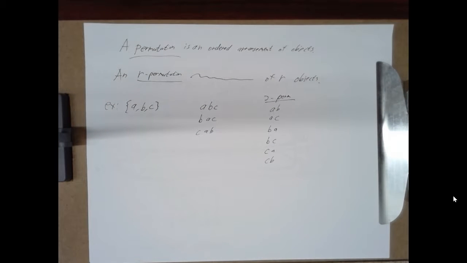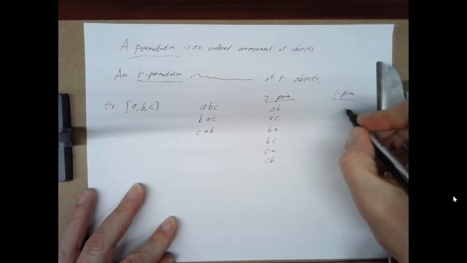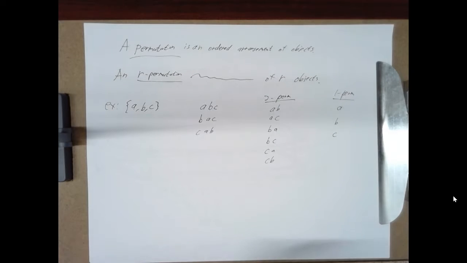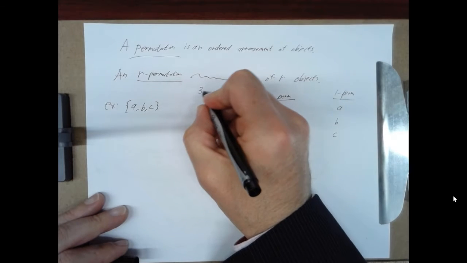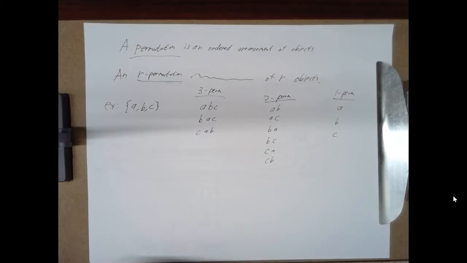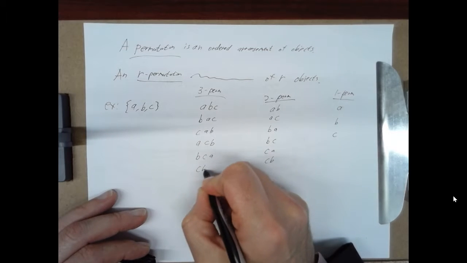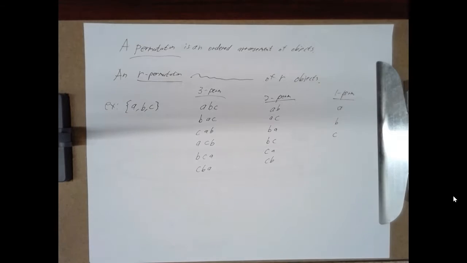A 1 permutation would be an ordered arrangement of 1 object, which would be something like A or B or C. A 0 permutation would be an arrangement of 0 objects, which is just nothing. And these are just called permutations, but they could be called 3 permutations. And I think I've listed all the possible 3 permutations, 2 permutations, and 1 permutations.